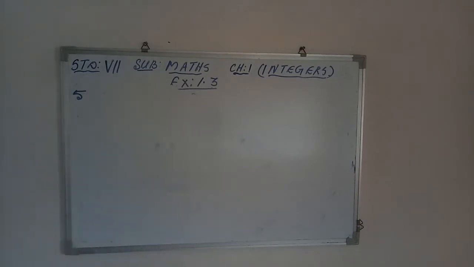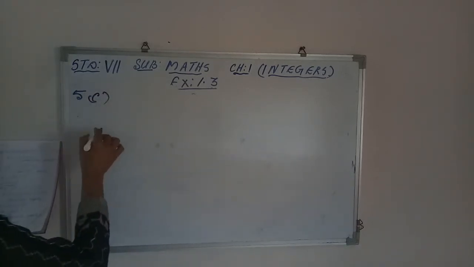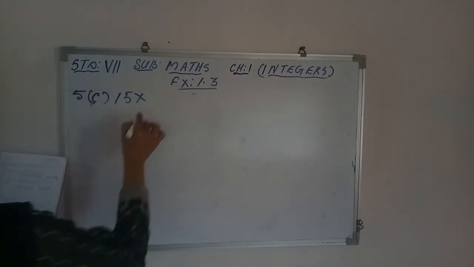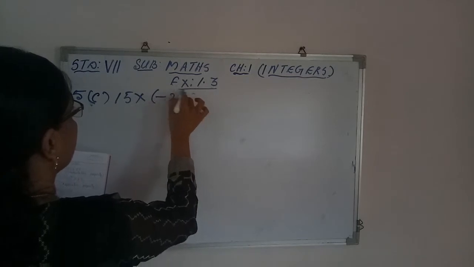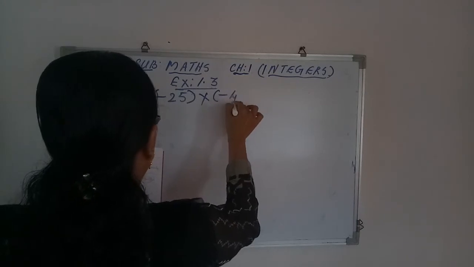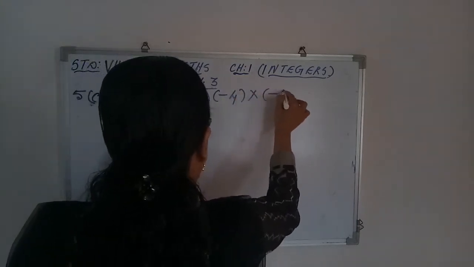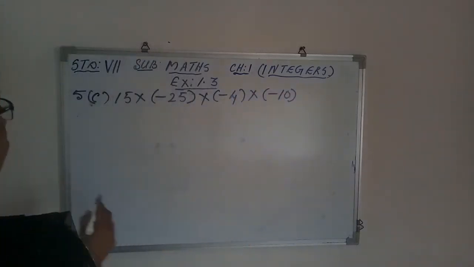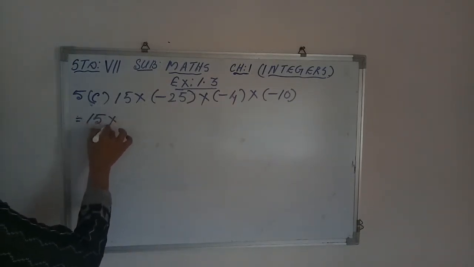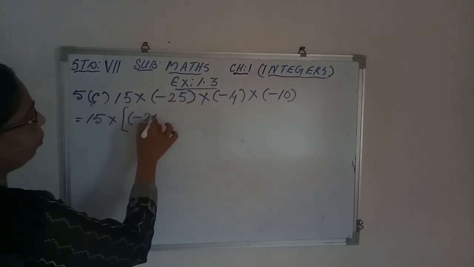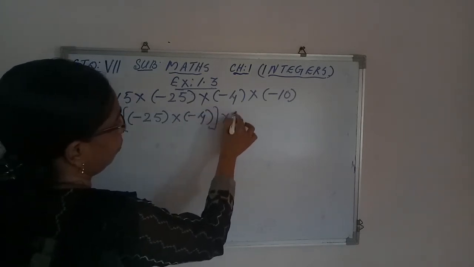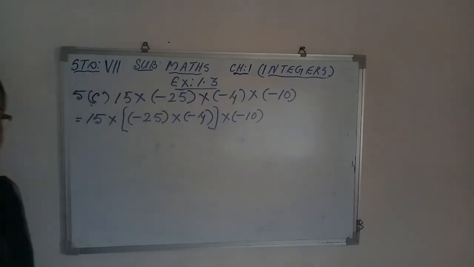Property, that is question C. Be the question. 15 into minus 25 multiplied by minus 4 into minus 10. So, first see what I am going to do. 15 into minus 25 into minus 4 into minus 10. Tell me which property it is.